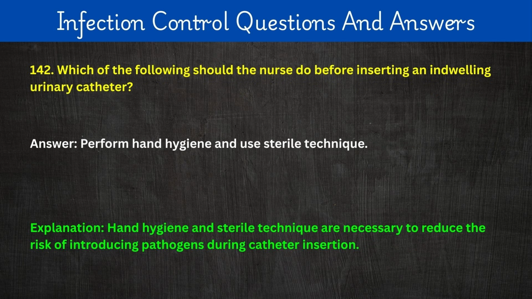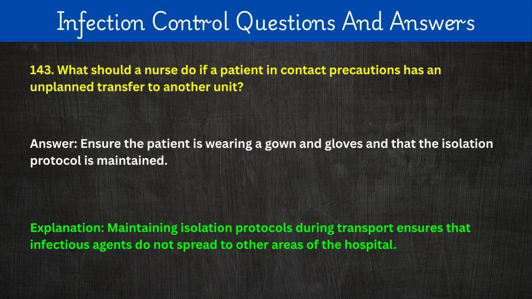142. Which of the following should the nurse do before inserting an indwelling urinary catheter? Answer: perform hand hygiene and use sterile technique. Explanation: hand hygiene and sterile technique are necessary to reduce the risk of introducing pathogens during catheter insertion. 143. What should a nurse do if a patient in contact precautions has an unplanned transfer to another unit? Answer: ensure the patient is wearing a gown and gloves and that the isolation protocol is maintained.